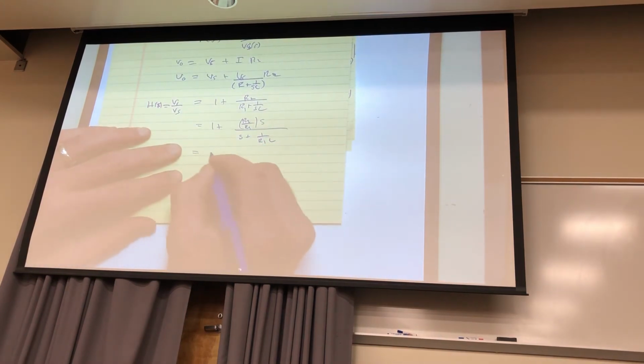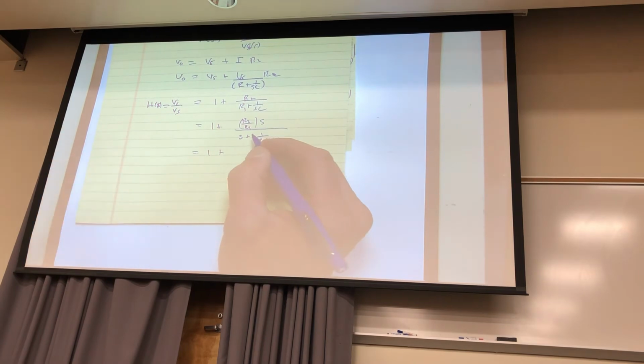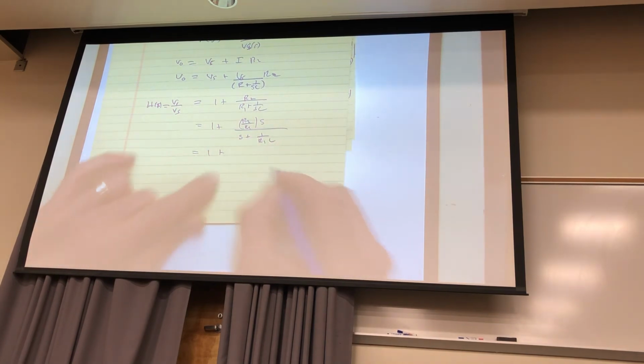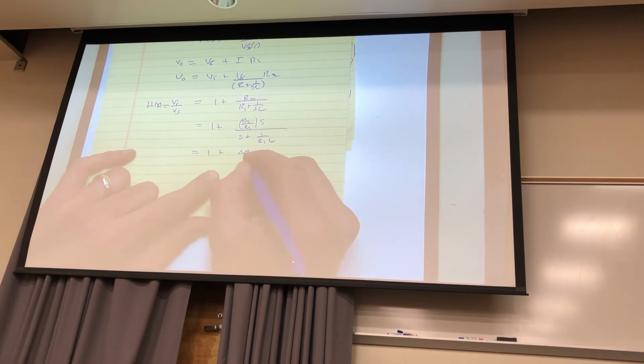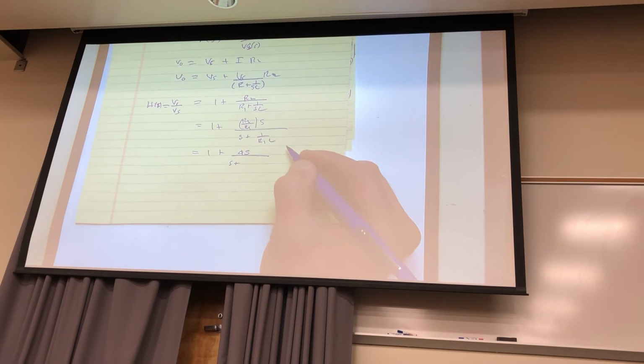So now I have 1 plus R2 over R1. R2 over R1 is 4, I believe, S over S plus, and R1C, let's see, R1 is 1,000.